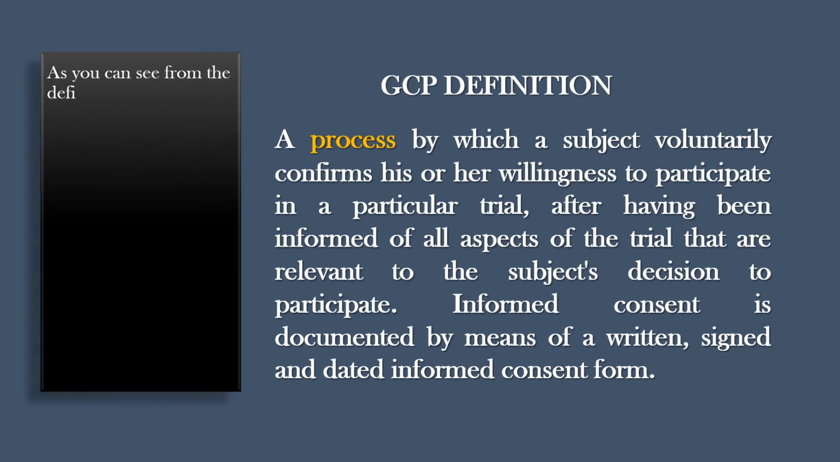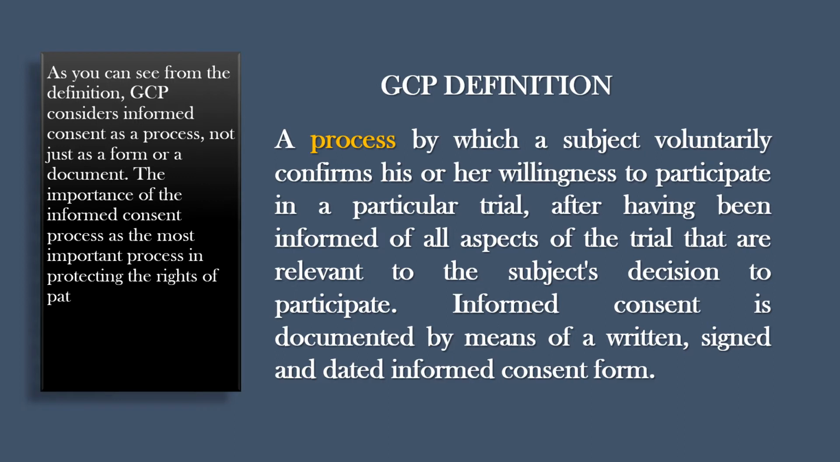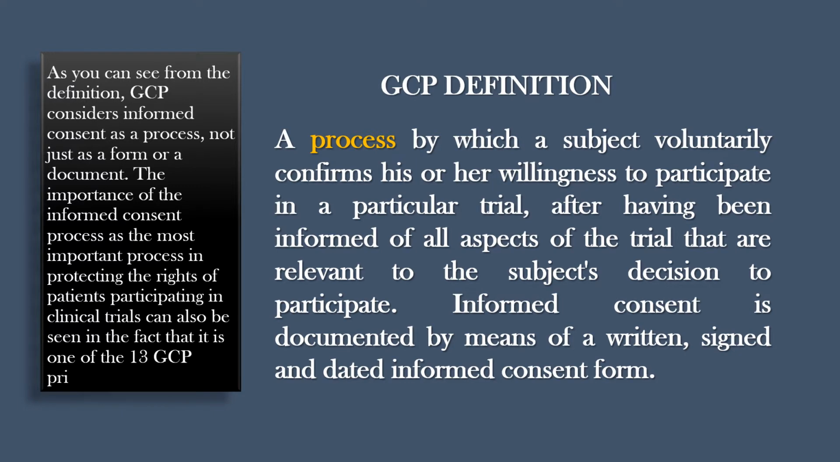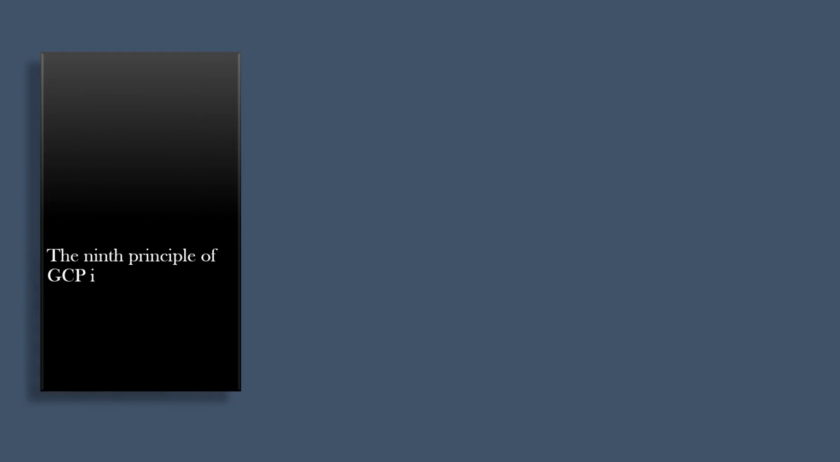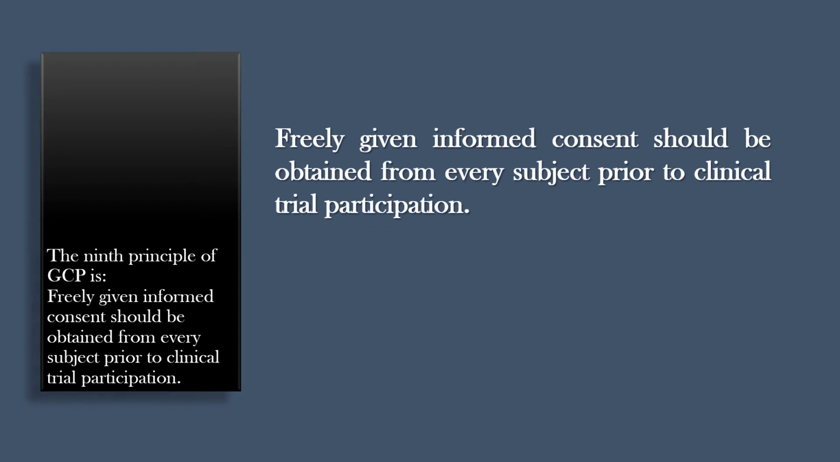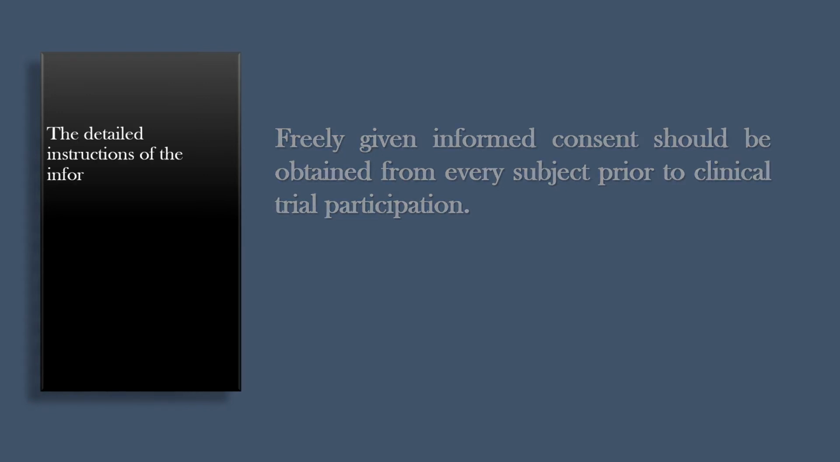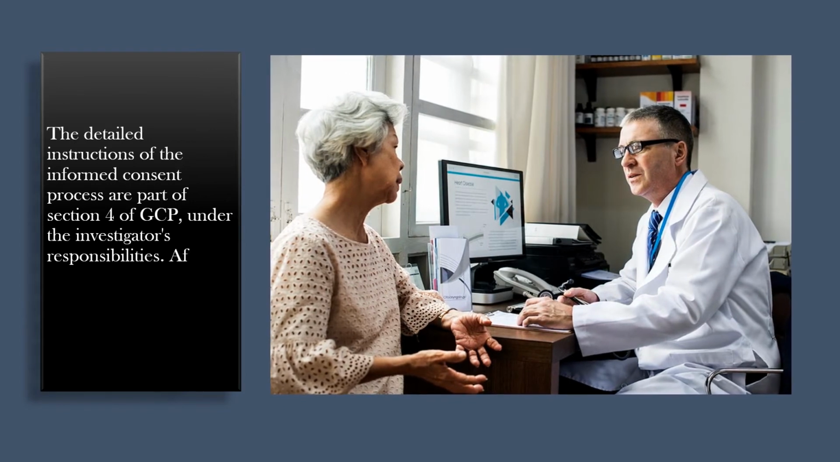As you can see from the definition, GCP considers informed consent as a process, not just as a form or a document. The importance of the informed consent process, as the most important process in protecting the rights of patients participating in clinical trials, can also be seen in the fact that it is one of the 13 GCP principles. The 9th principle of GCP is: freely given informed consent should be obtained from every subject, prior to clinical trial participation. The detailed instructions of the informed consent process are part of Section 4 of GCP, under the investigator's responsibilities.